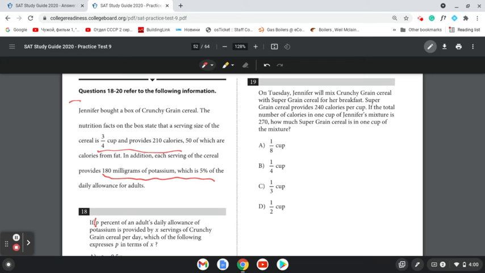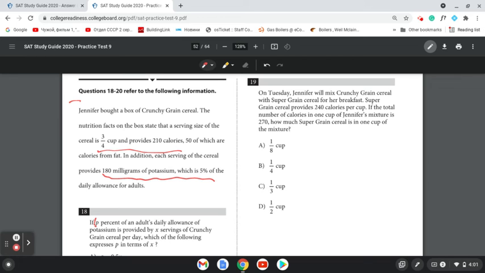On Tuesday, Jennifer will mix crunchy grain cereal with super grain cereal for her breakfast. Super grain cereal provides 240 calories per cup. If the total number of calories in 1 cup of Jennifer's mixture is 270, how much super grain cereal is 1 cup of the mixture providing?